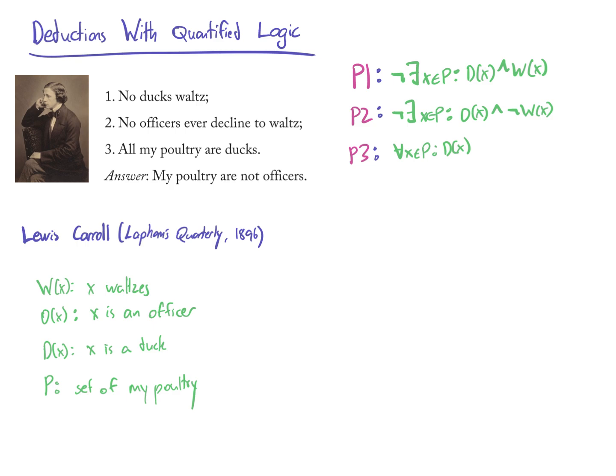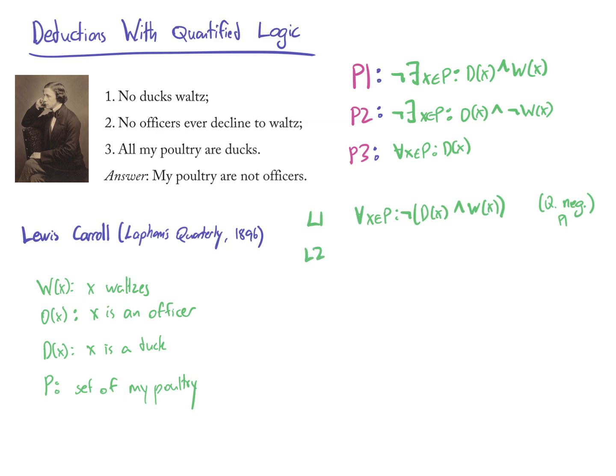And that is going to give me, I'm going to call this line 1. So line 1, for all x in P, not (D of x and W of x). So I moved the negation inside and I flipped the quantifier, and this is a quantifier negation rule. I'm using P1.